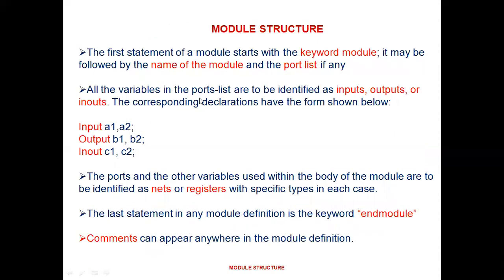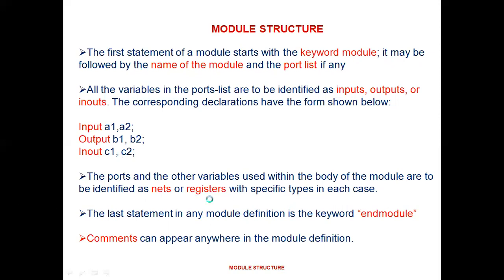Next, all the variables in the ports list are to be identified as inputs, outputs, or inouts. Whatever variables you mention inside the brackets, we have to identify them as input port, output port, or in-out port. For example, A1 and A2 are considered inputs, B1, B2 outputs, and C1, C2 in-outs. Like this we have to identify the port list.